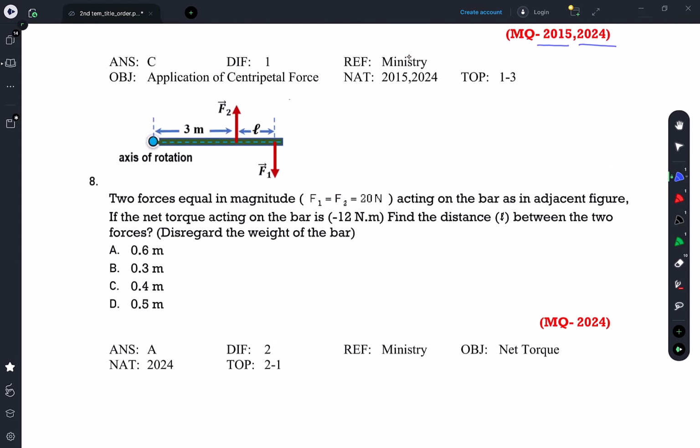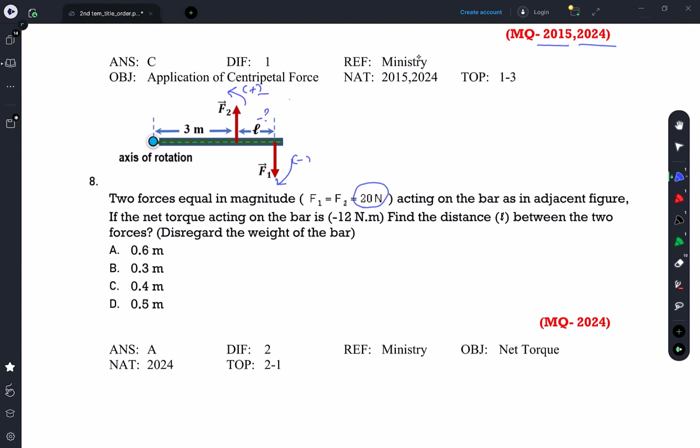And question number 8. This question is not in the book, but the idea is studied in the book, so you can easily solve it. There are two forces acting on a bar in the figure, F1 and F2. Both are equal in magnitude, 20 Newton and 20 Newton. The net torque acting on the bar is -12 Newton meters, so net torque is given to us. Find the distance L between the two forces. As you see, F1 produces clockwise rotation, so negative torque. F2 produces, according to the axis of rotation, counterclockwise rotation, so positive torque.